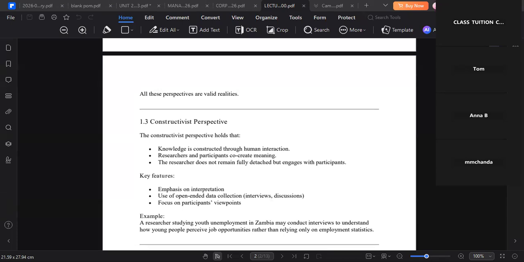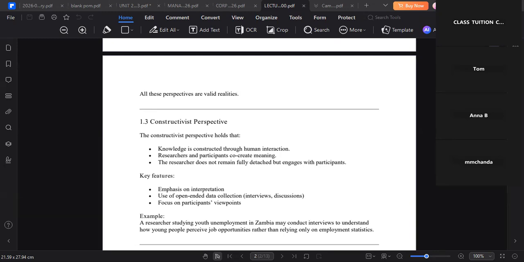Number two, that there are multiple realities that exist, unlike the positivist approach. Here, constructivism argues that there are multiple realities where each individual has their own version of reality. And these realities are shaped by culture, they're shaped by education and personal experiences.